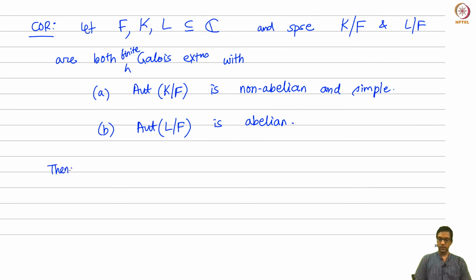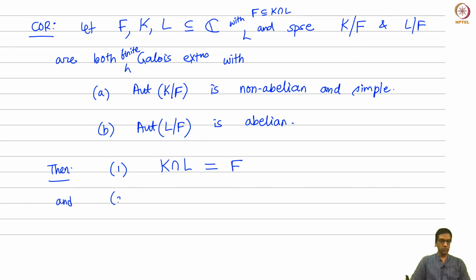So they have widely different behavior. Then the conclusion is that K and L cannot really have any intersection other than F. I have assumed to begin with that F is inside both K and L. But what we are concluding is that K intersection L has to equal exactly F. And statement 2, that the automorphism group of KL over L is isomorphic to the automorphism group of K over F.